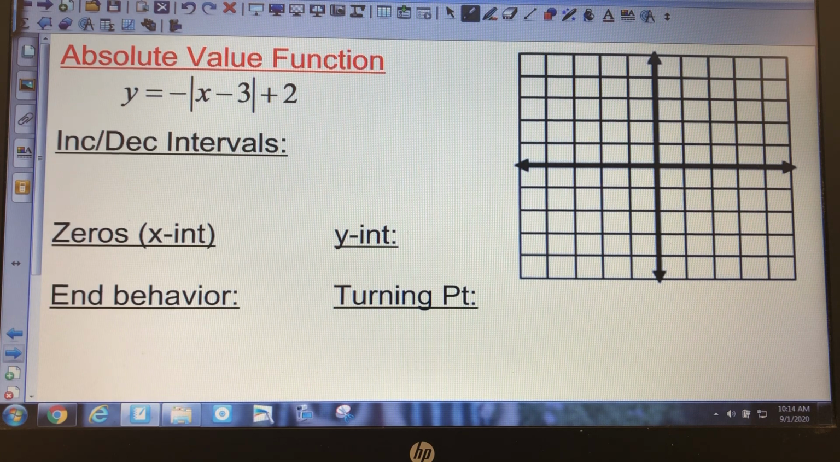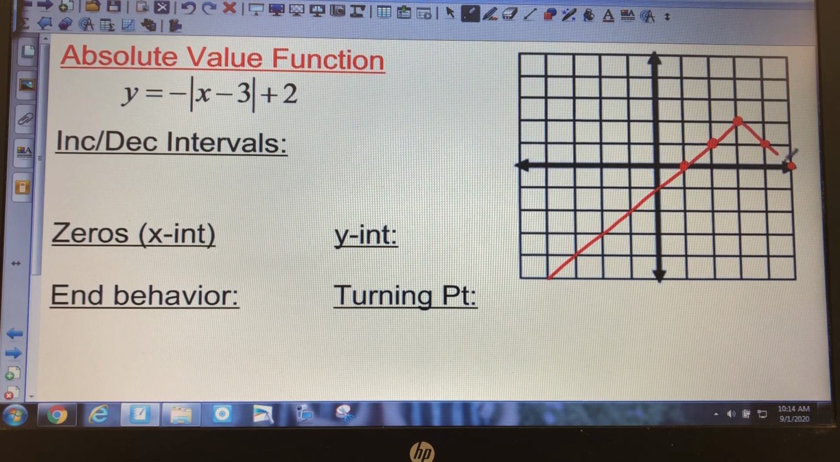Absolute value function. So this one goes right 3, up 2. Okay? Forms that V. It does flip. Remember, it flips over the x-axis here. That's why it's opening down. Okay? So that's why the graph looks like such.